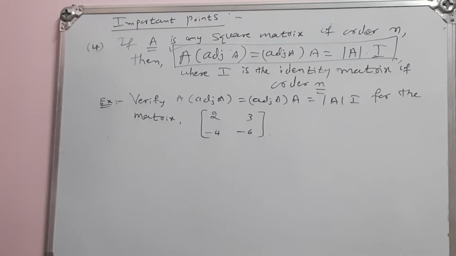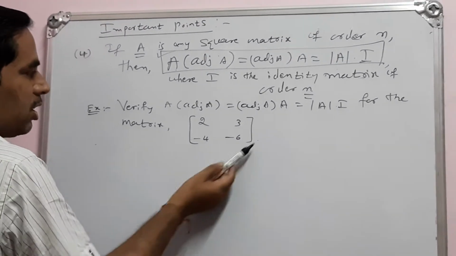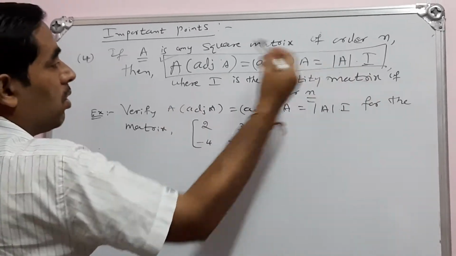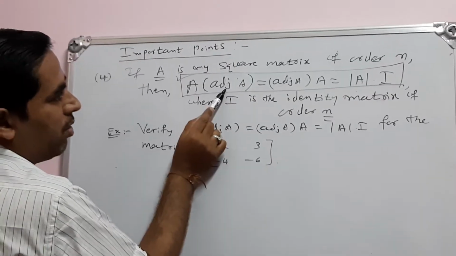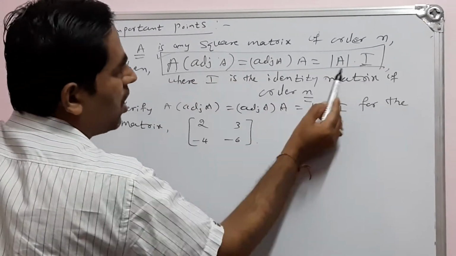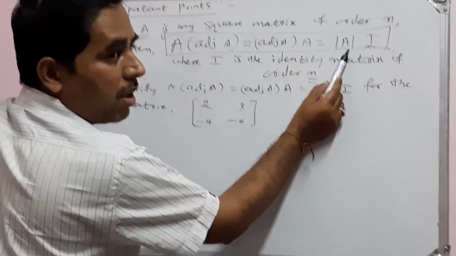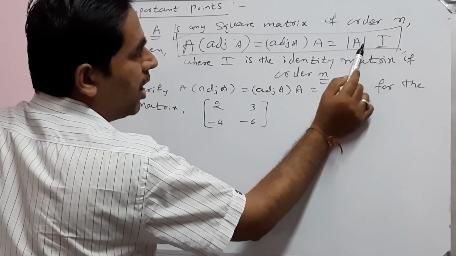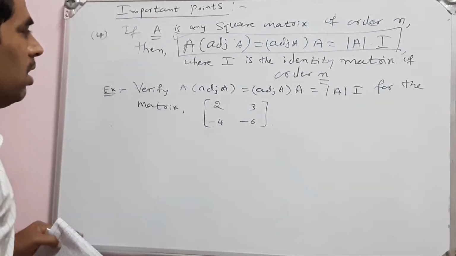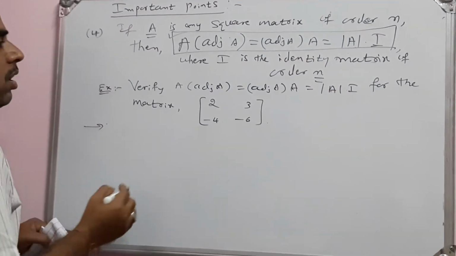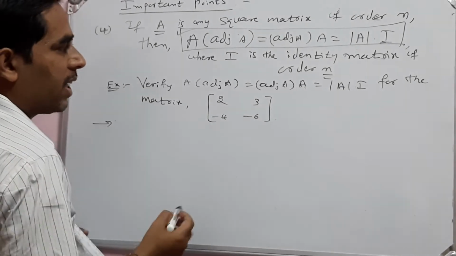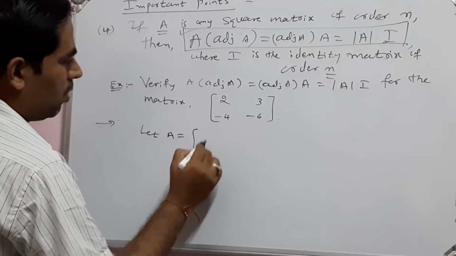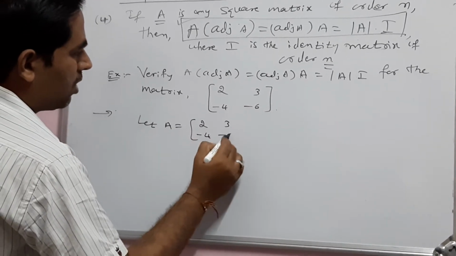Observe here, I have taken the example. For this matrix, we have to verify this property. So what are the things we have to find out? We have to find the adjoint and the product, the value of the determinant of A, and the product of determinant of A into the identity matrix. Let us consider this matrix as A. So A is the given matrix 2, 3, minus 4, minus 6.